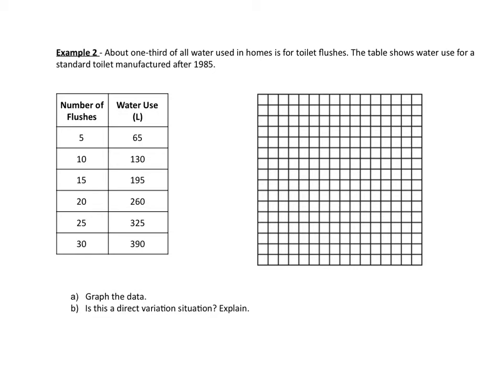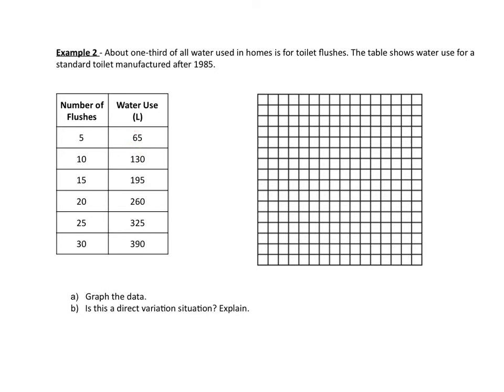But the amount of water that my toilet is going to use up is dependent on the number of times that I actually flush the toilet. So if I don't flush the toilet, then I'm not going to use up any water. But if I flush the toilet 5 times, well, then the toilet is going to need or use 65 liters of water.